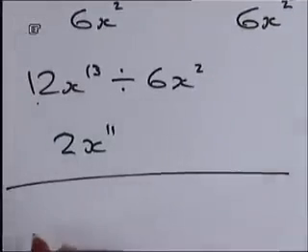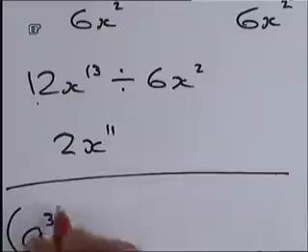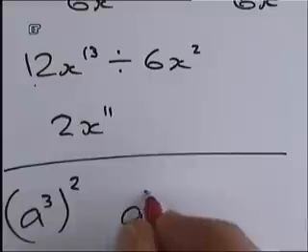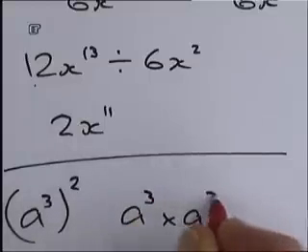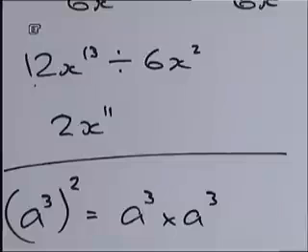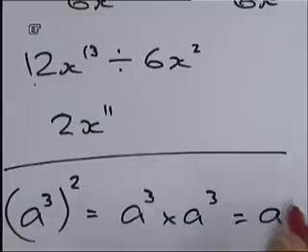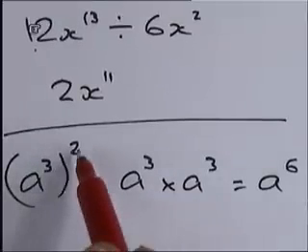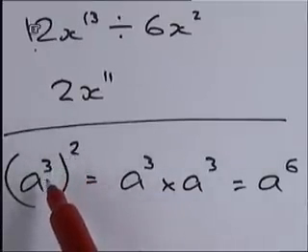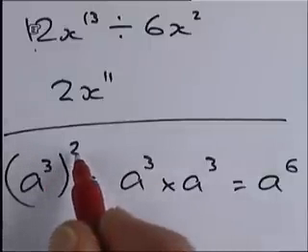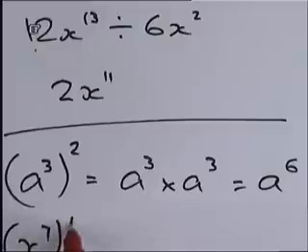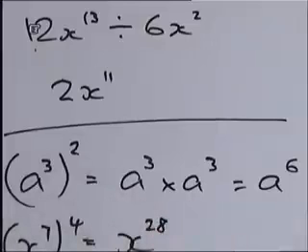And the final one for now, if you had a cubed, which was then all squared, that means a cubed times by itself, a cubed times by a cubed. And if you're timesing, you add the powers. Now you can miss that middle step out. A power to a power, you can just multiply those powers together. 3 times by 2 is 6. You can go straight to that. So if you had x to the 7, to the power of 4, you could say that's the same as x to the power of 28.